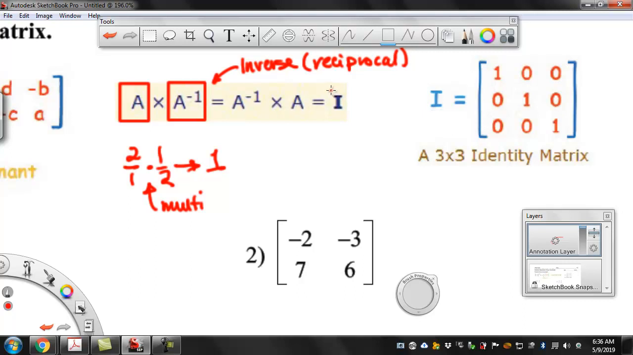So the same idea is with matrices. If I take the matrix A and multiply it by its inverse, I get something that's called I. And that I is called the identity matrix. If you look at it, you can see that it has a diagonal going from the top left down to the bottom right. It's 1s. And the same is true with a 2 by 2 matrix.